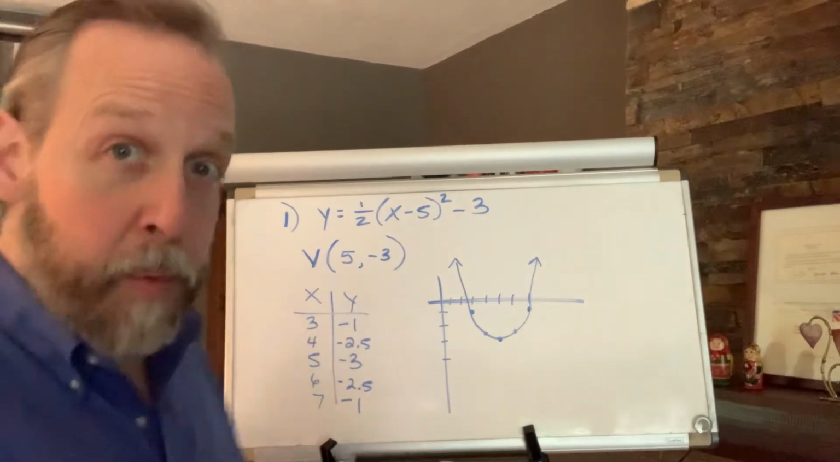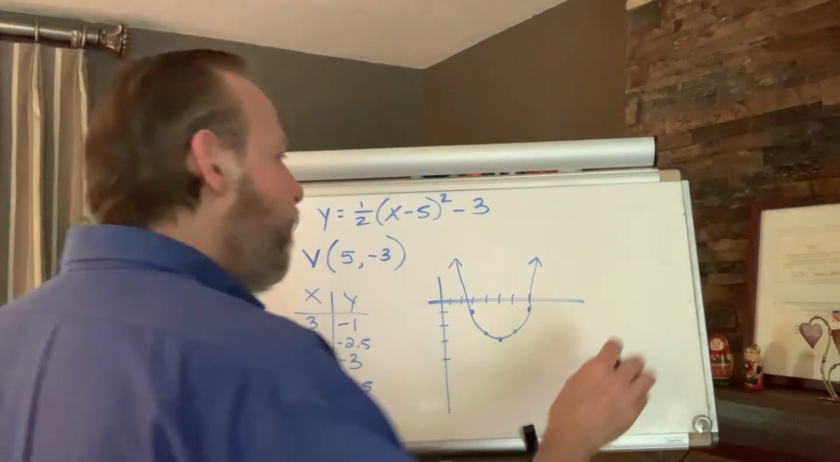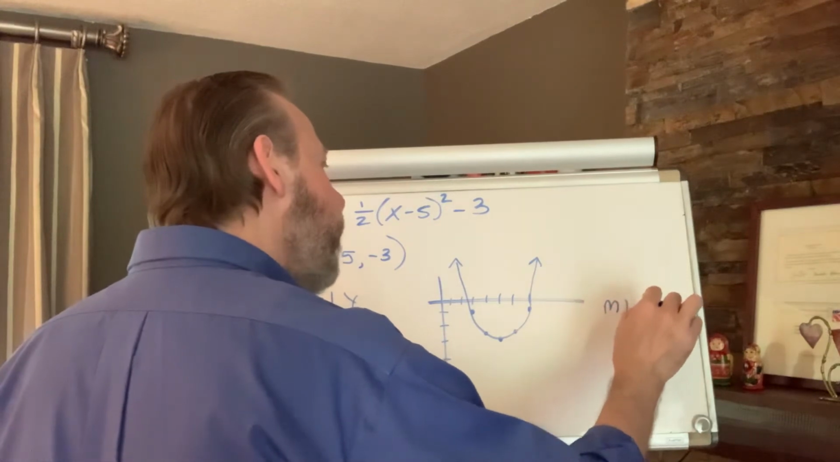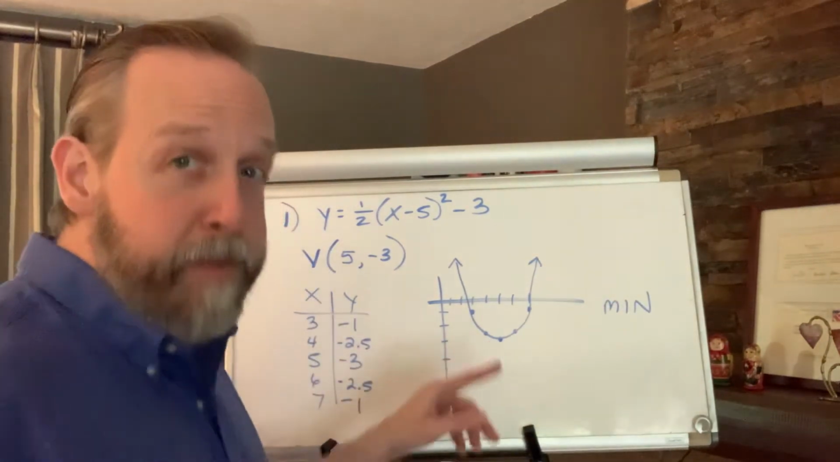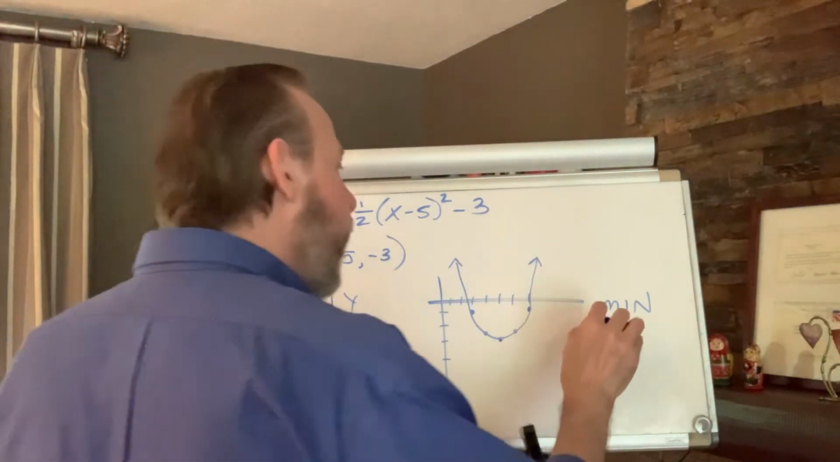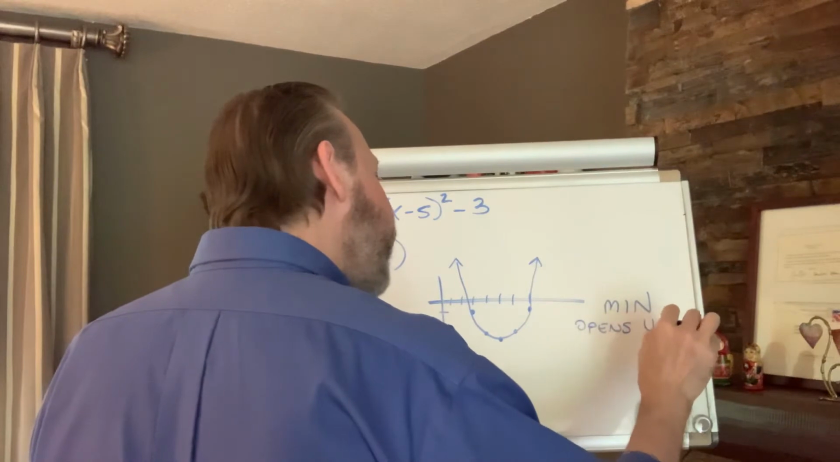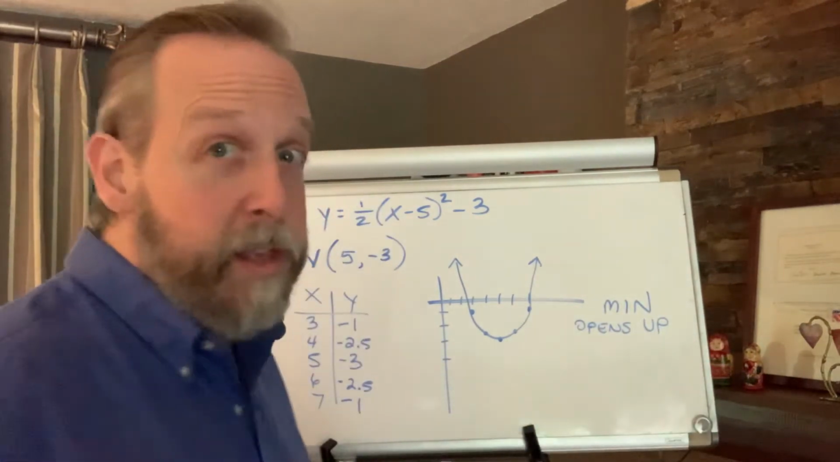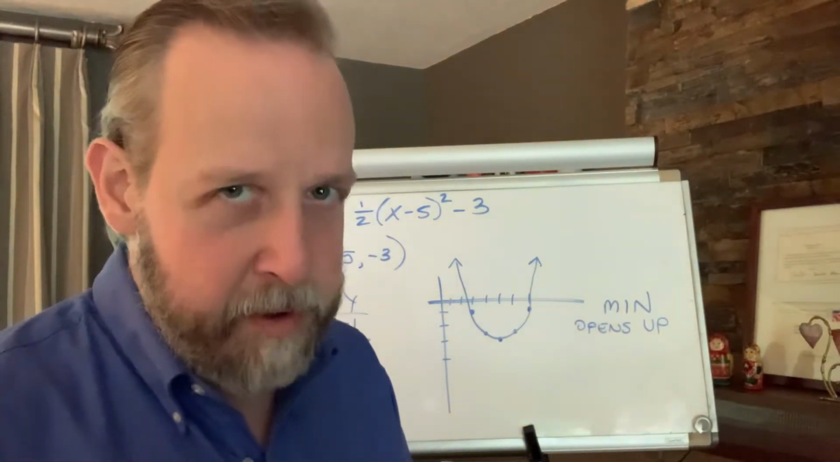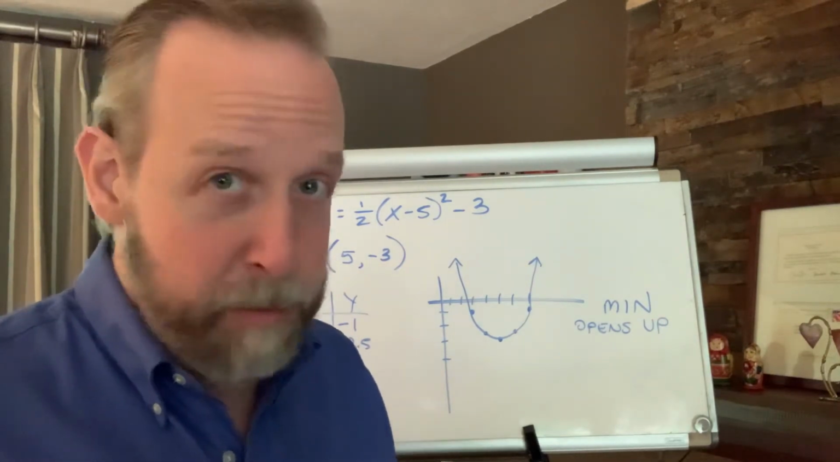I also told you I wanted you to tell me whether the vertex was a minimum or a maximum. So we'll say it's a minimum because it's at the bottom of the parabola. I also wanted you to tell me if it opens up or down. It opens up. Every time you have a vertex that's a minimum, it's opening up. Every time you have a vertex that's a maximum, it's opening down. Don't mix those two up.